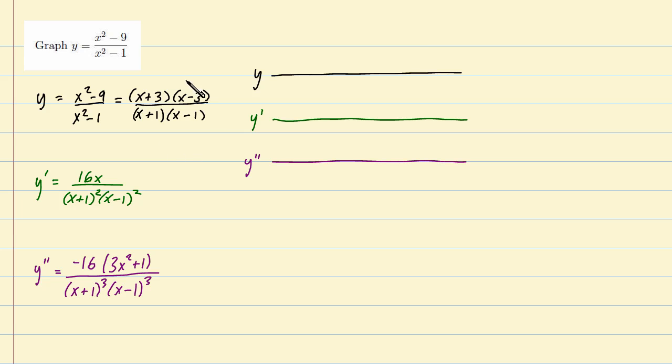So let's take the first one. Where is this 0? Well, of course, that would be when the numerator is 0, and of course the bottom is not. So it looks like x equals negative 3 and x equals positive 3 are the two places where that happens. So let's mark that on our line here that corresponds to y.